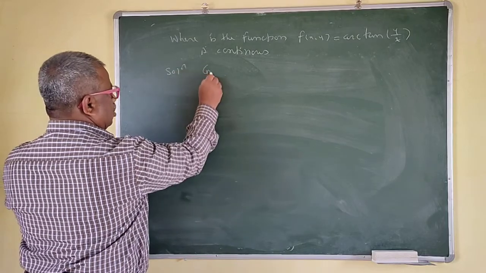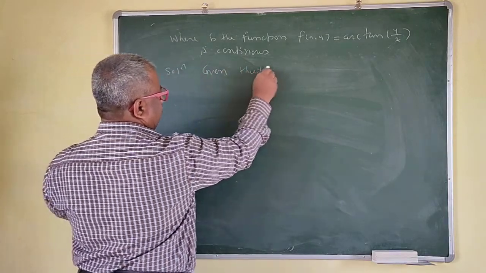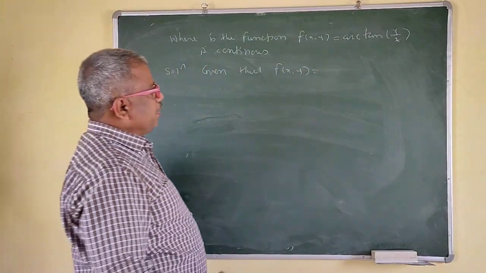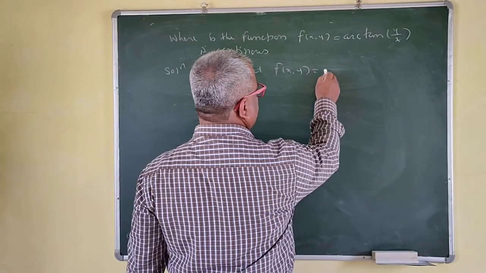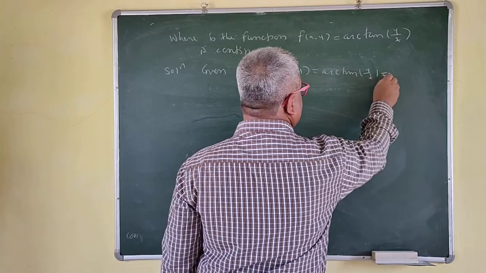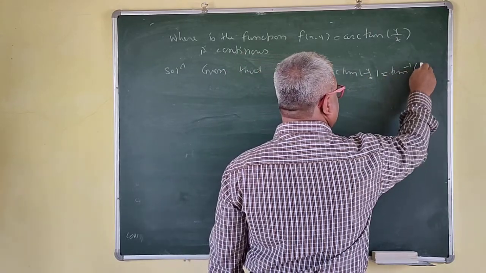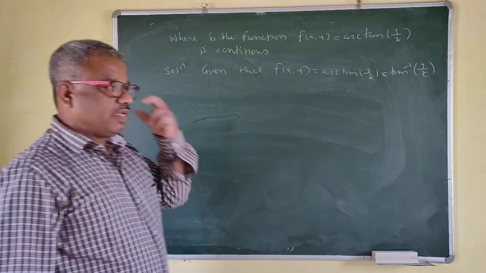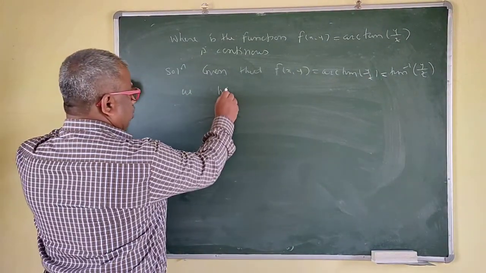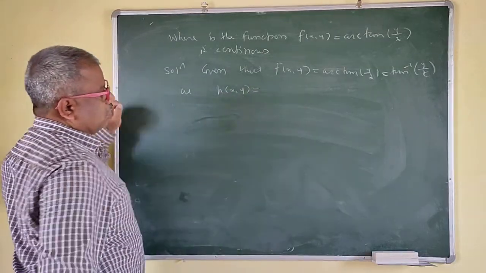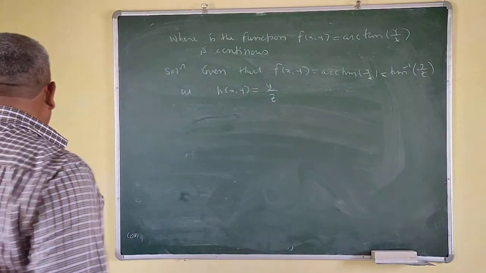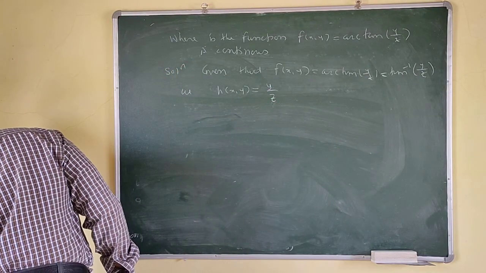Solution: given that f of (x, y) is equal to arctan, and arctan of (y upon z) is nothing but tan inverse of y upon z. We will write it in our language, right? Let h of (x, y) be y upon z.